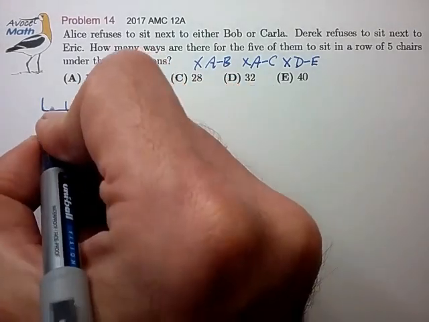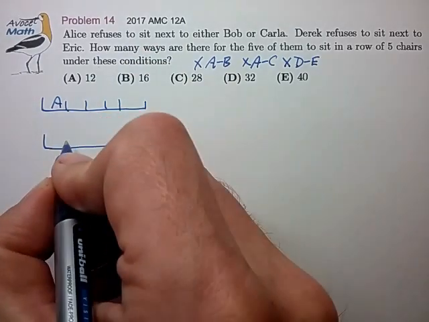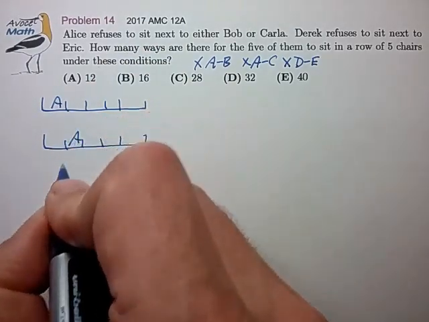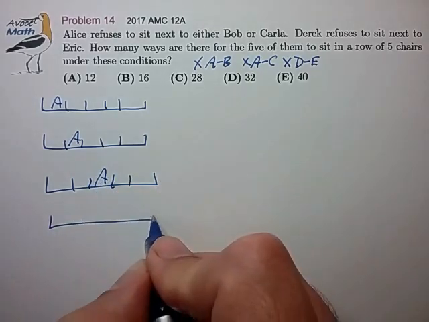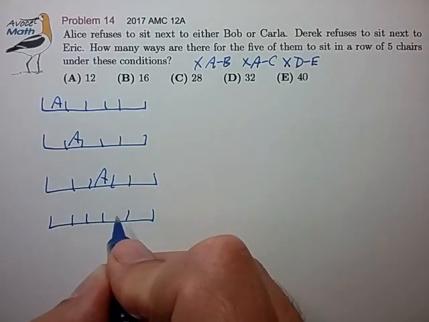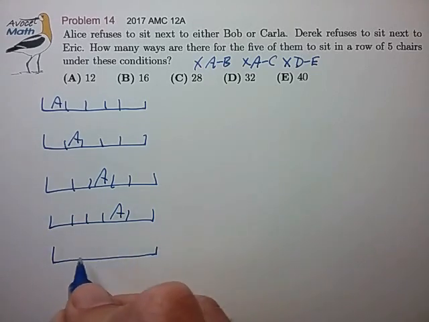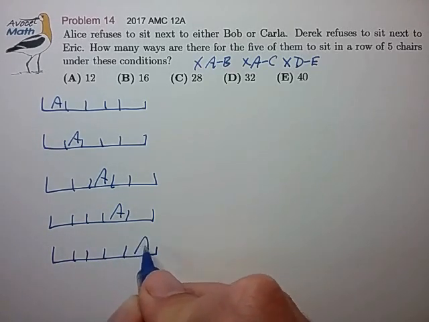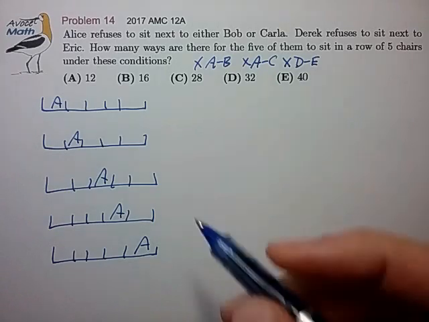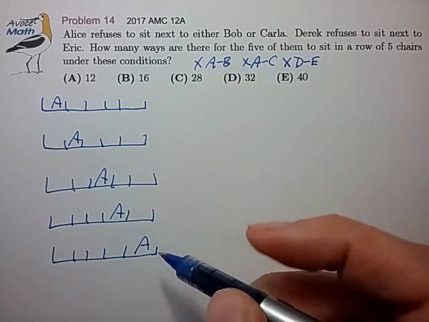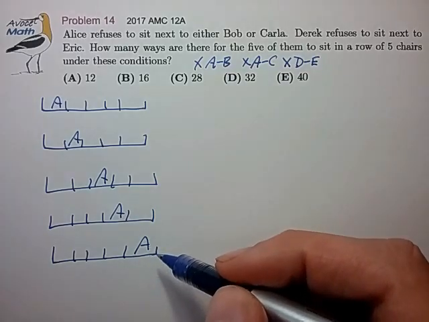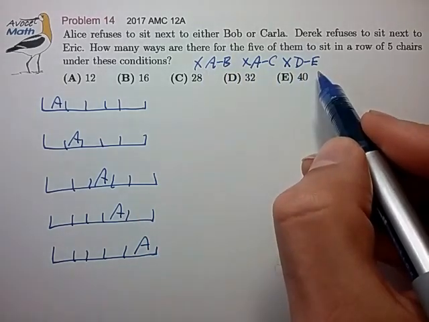So in the first case, we'll put Alice to the left. Move her one over. Sit her in the middle. Over one. And seat her to the right. So that's 5 cases, and that seems a bit messy, but what I notice is that these are symmetric cases, and these are symmetric constraints.